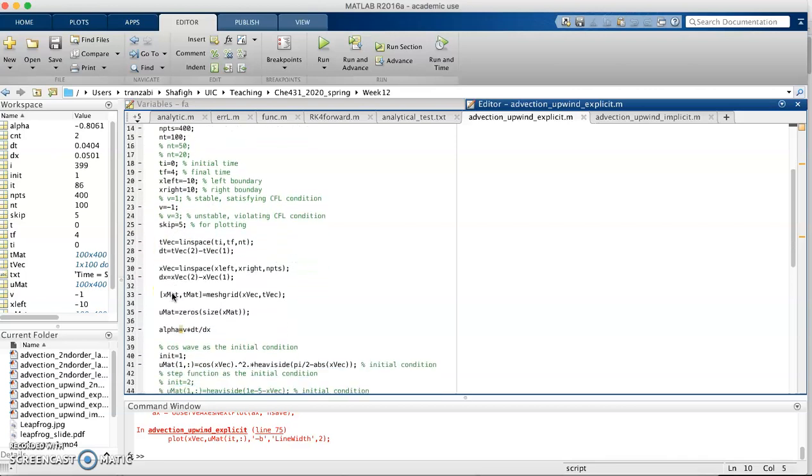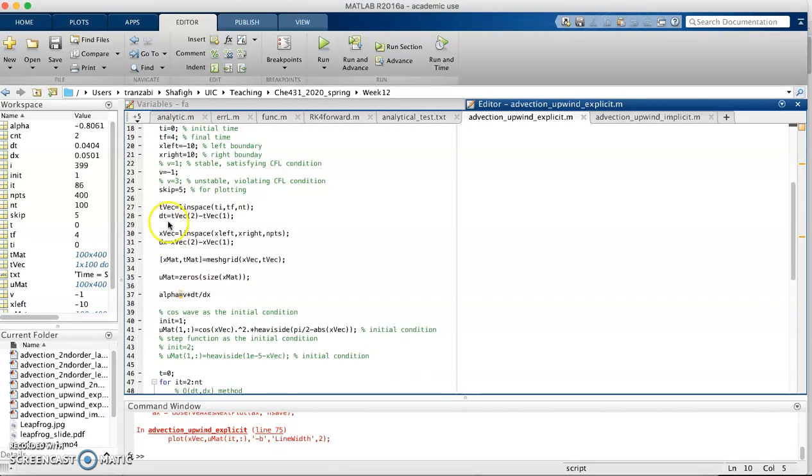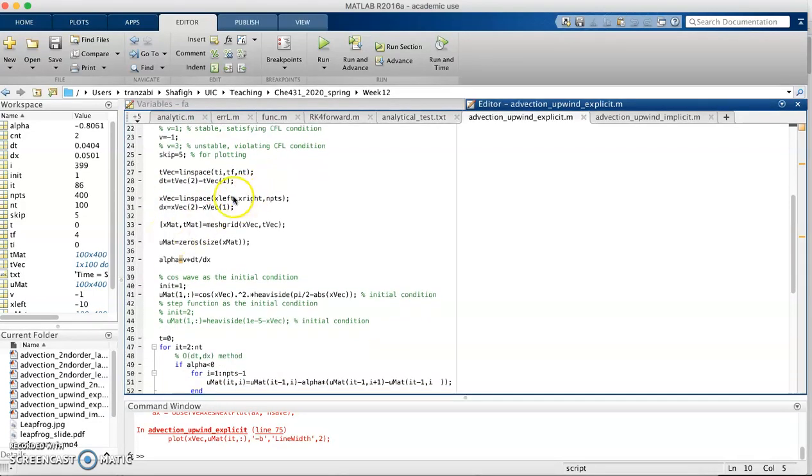All right, so skip 5. This is just to make movie or animation, so you can just skip that for now. I create a time vector from t initial to t final with number of time points that we had here, about 100. So using the t vector, you can calculate dt, which is the difference between two successive time points. You do the same thing for x values. You discretize from minimum x to maximum x with the number of x points, and then you find the interval in x by the difference between two successive x points.